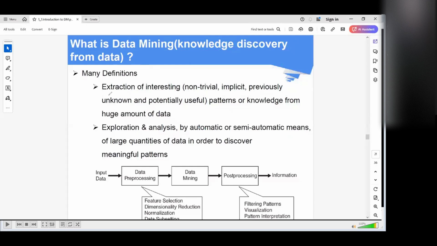So data mining has different definitions, right? Extracting interesting patterns or knowledge from a huge amount of data. The important thing is that we cannot take decisions with a very small amount of data. Definitely, you need to extract a huge amount of data, and you can extract some meaningful patterns. That is what we can call data mining.